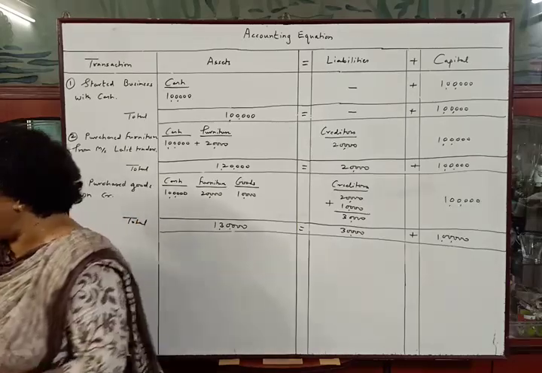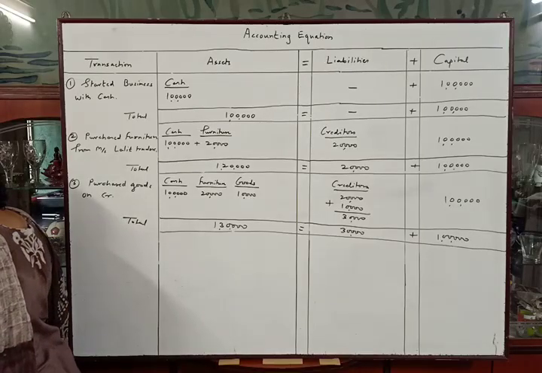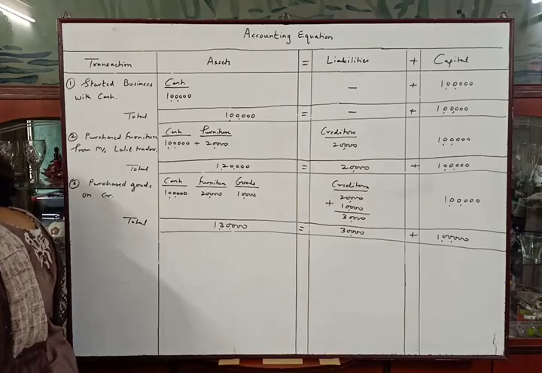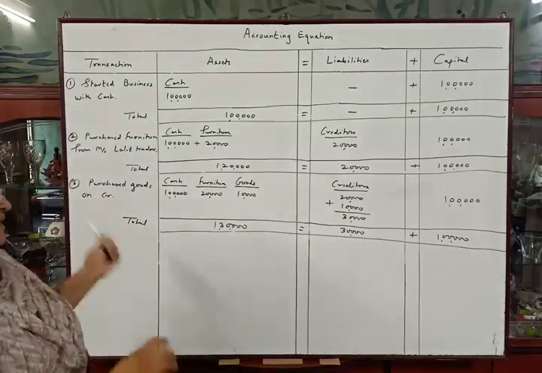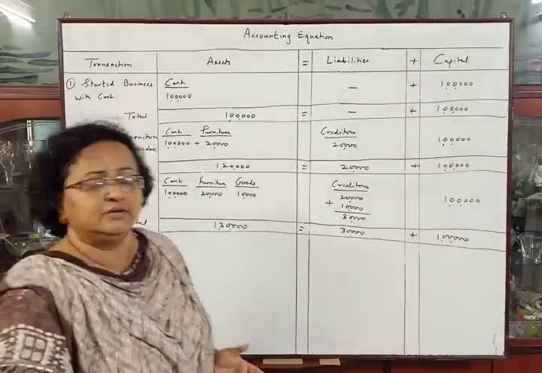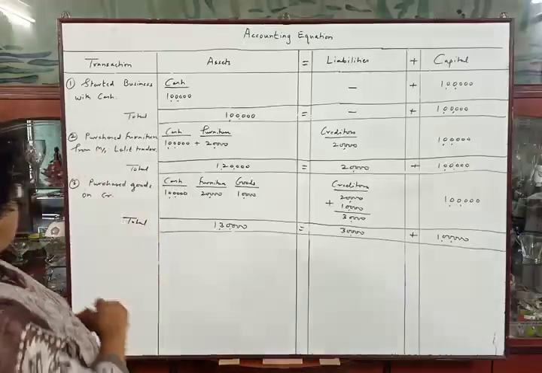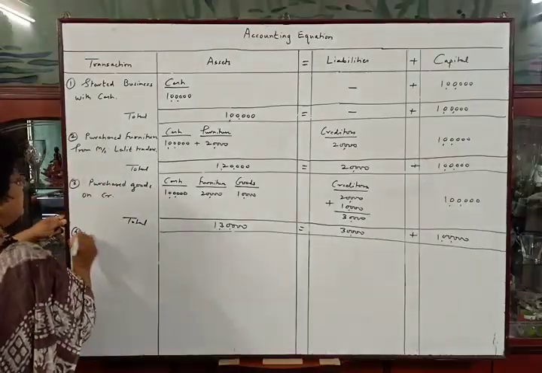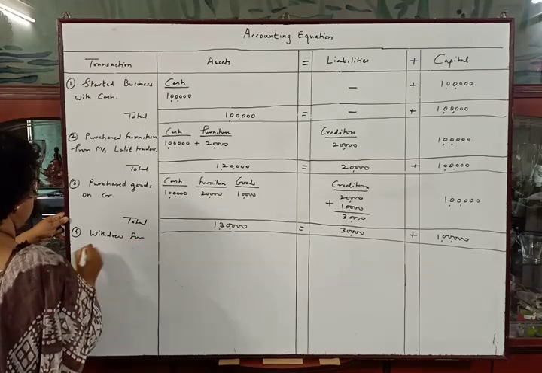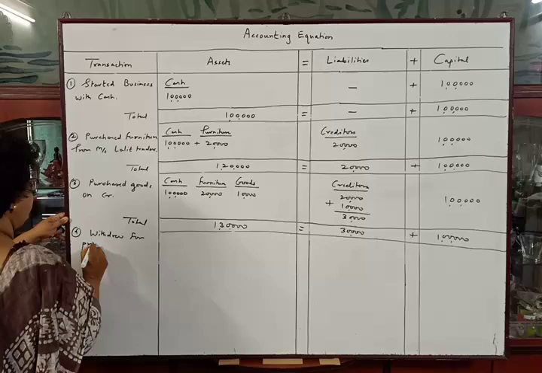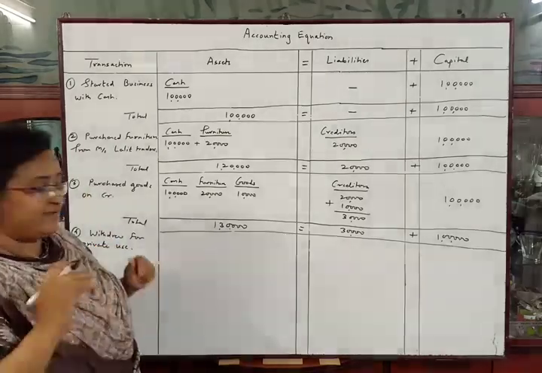Now the next transaction. Next transaction is withdrew for private use rupees 2,000. It means the owner is withdrawing rupees 2,000 cash for his personal use from the business. Okay. So fourth transaction, withdrew for private use. Amount withdrew for private use.